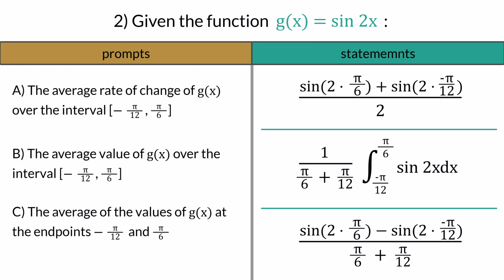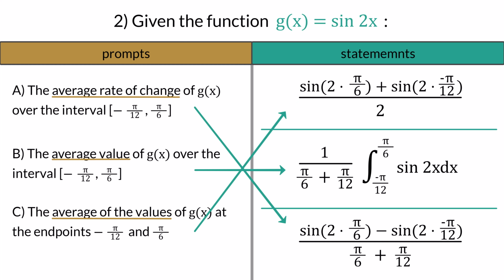We will start with the average value. You will notice from the three mathematical statements, only one has an integral. The average value will always go with an integral. The average rate of change is the function evaluated at the endpoints over the length of the interval. You will notice that goes with sine of pi over 3 minus sine of negative pi over 6 over pi over 6 plus pi over 12. And finally, the average of the values is just summing two values and dividing by 2 given our last statement.